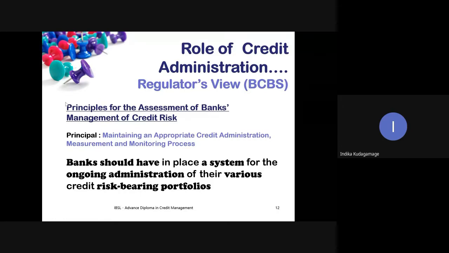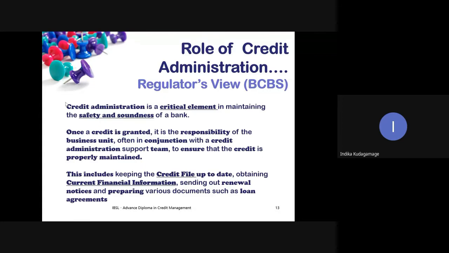So different risk-bearing portfolios need to be managed differently. Therefore, we should have a proper system to administer this. So that is the regulatory view from BCBS. Bank should have in place a system for the ongoing administration of their various credit risk-bearing portfolios. Credit admin is a critical element in maintaining safety and soundness of a bank. We can book, but maintain, like even a good loan booked and you don't look after that loan, it can go wrong.